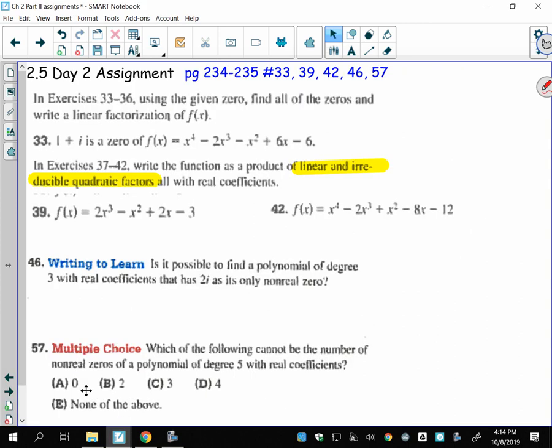So 33, 39, 42, they have some work to do, but 46 and 57 are more like thinking questions. So talk to each other, help each other, get the textbook, look in the textbook. There's examples in the textbooks too to help you. And then please watch the video for 2.6 as well.